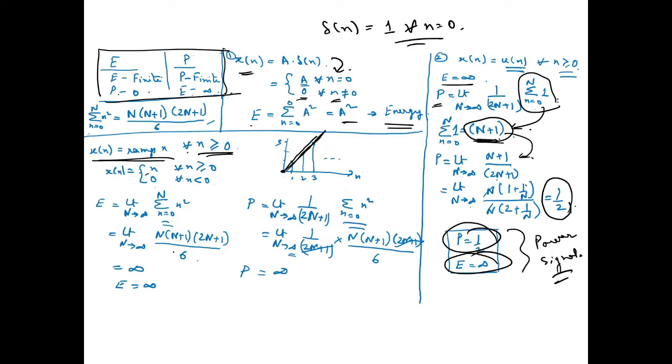Okay, so E equals the limit as n tends to infinity of the summation from n equals 0 to n of n squared. For this series, I have written the series expansion: n multiplied by n plus 1 multiplied by 2n plus 1, divided by 6. If you try to solve this and put infinity over here, we get infinity. Energy is infinity. Similarly, if you solve for P, it is also equal to infinity.